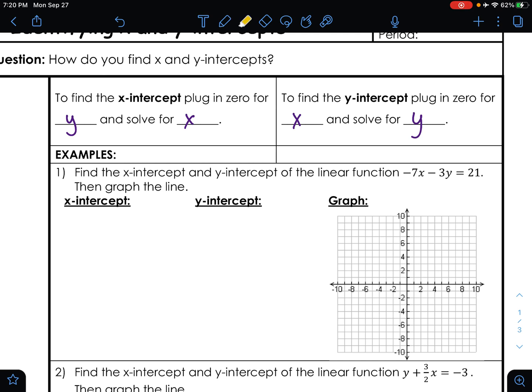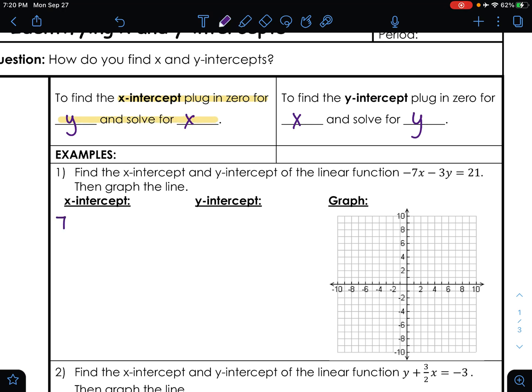So in our first example, we have: find the x and y intercept of the linear function negative 7x minus 3y equals 21. And then we want to graph the line using the x and y intercepts. So first off, we are going to find our x-intercept. To find our x-intercept, we will plug in 0 for y and solve for x.